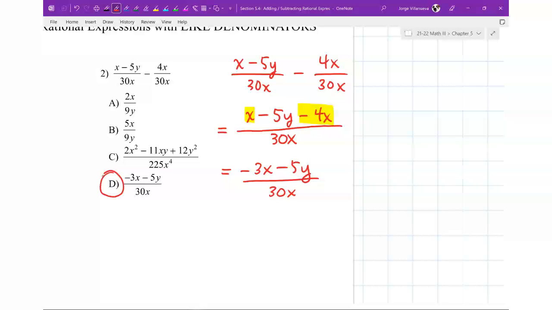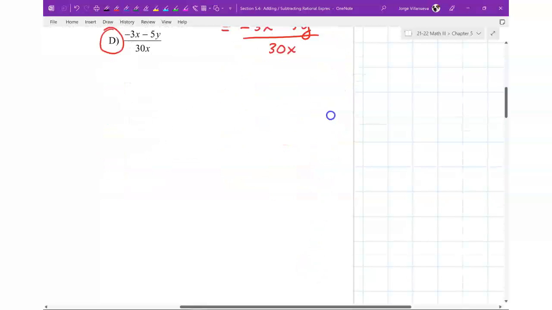Very straightforward. They're not trying to be tricky. They're just trying to say, hey, combine them, simplify. Okay? So that's question 2. Any questions on that one? And they're all going to be like this. They may look more difficult as we move on, but they're still the same idea. Okay? So let's check out number 4.